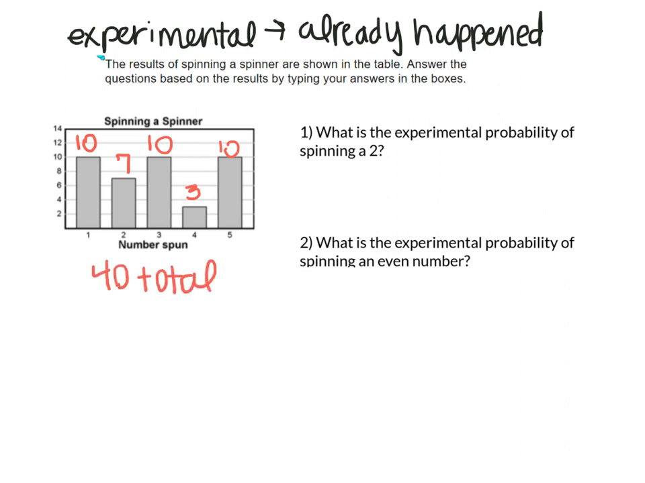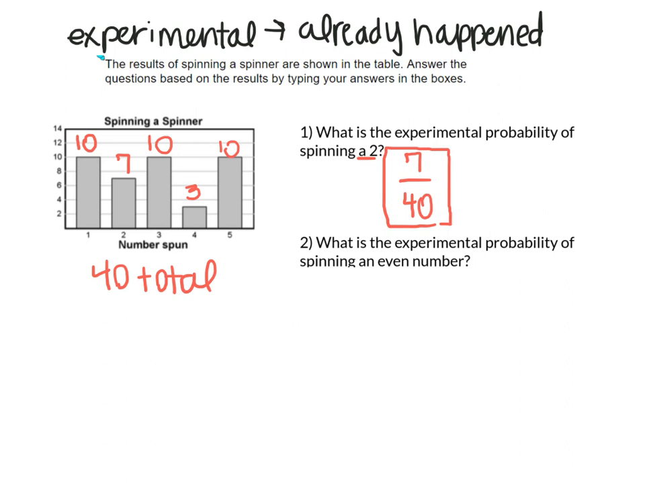So the number that I'm looking for will be out of 40. Spinning a 2 happened 7 times, so my experimental probability is 7 out of 40. I can't simplify that, so that is my final answer.